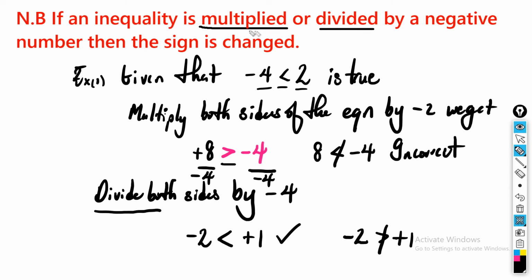So anytime it's multiplied or divided by a negative number, then the sign is changed. Okay, guys? Anytime you multiply and divide by a negative number, then the sign is changed. Okay? Okay, so let's move on, guys.